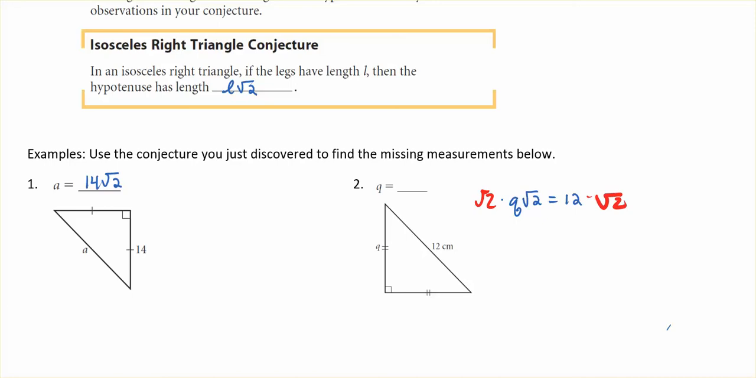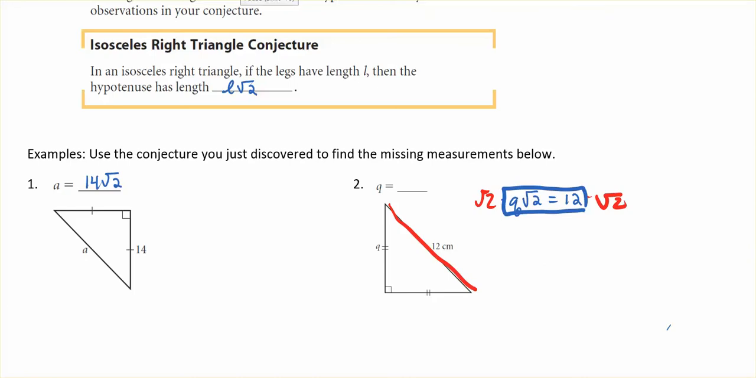Question number 2 is a little bit more challenging because we are given the length of the hypotenuse, and we need to find the length of one of the legs. So from our given information, we know that 12, which is the length of the hypotenuse, is equal to q, the length of the side, times the square root of 2. Now we could actually divide by the square root of 2, but that is going to give us a denominator with a square root in it. So we need to come up with a way to get around that. So how can we do that?